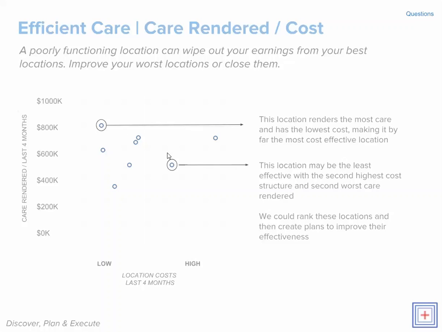And then if we want to find the other end of the extreme, here we have a location where their care rendered is second lowest and their cost is second highest. So this is potentially your worst location. What we would want to do after getting this visual is also force rank these locations from best to worst. This visual doesn't provide that, but once you get to this stage of the analysis, you could just force rank it and really get a clearer picture of who's the best and who's not.